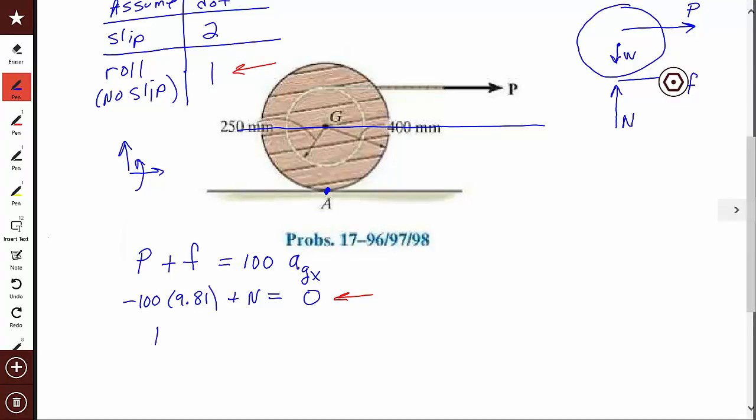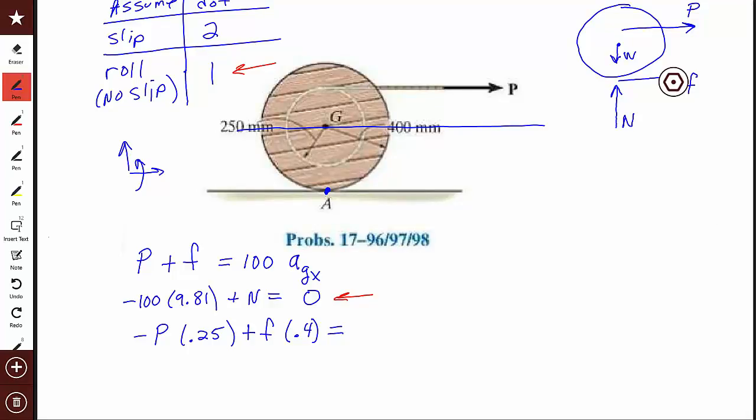I have P. I have a radius of, if we put it in meters, it'll be 0.25. And that is going to be clockwise, which is negative. I have a friction with a moment arm of 0.4 meters. And that is counterclockwise, so that's a positive. That's all that's creating moment, so that equals the moment of inertia through the center of mass.